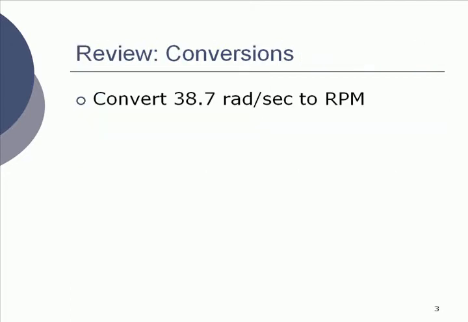That's our goal. Here's an example. We've done this type of problem before, but let's take a minute and review how to do it. Suppose you have an object rotating so that it turns 38.7 radians every second. We want to know how many revolutions per minute that is.